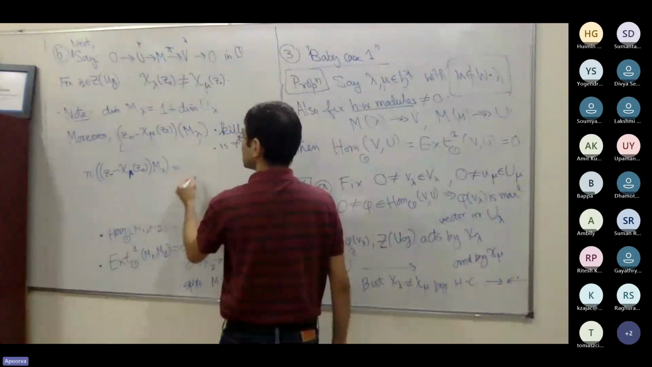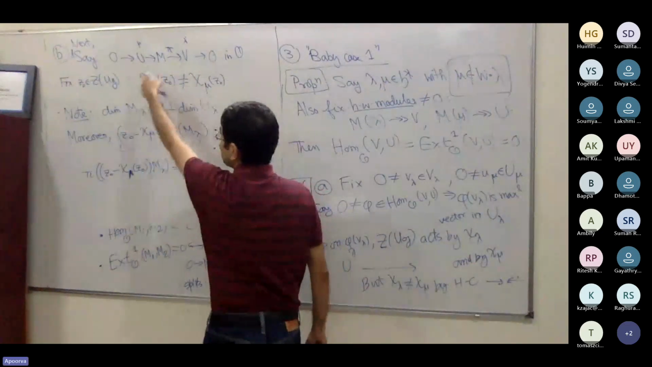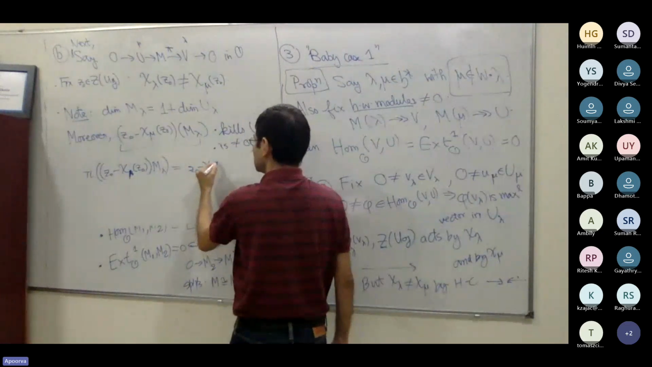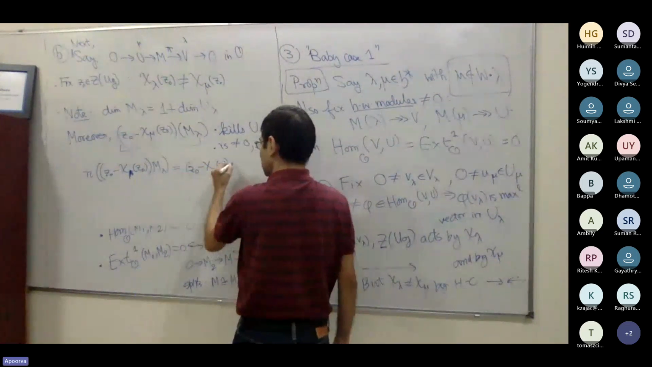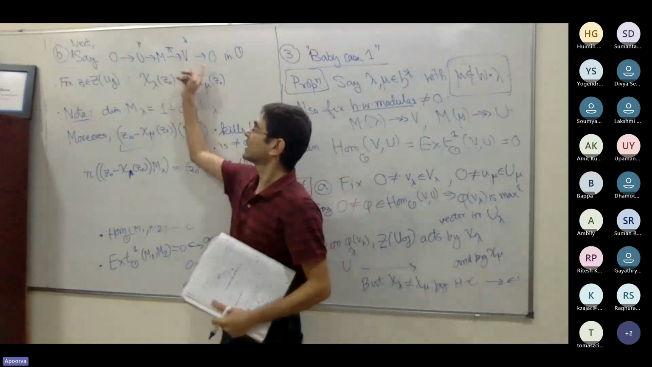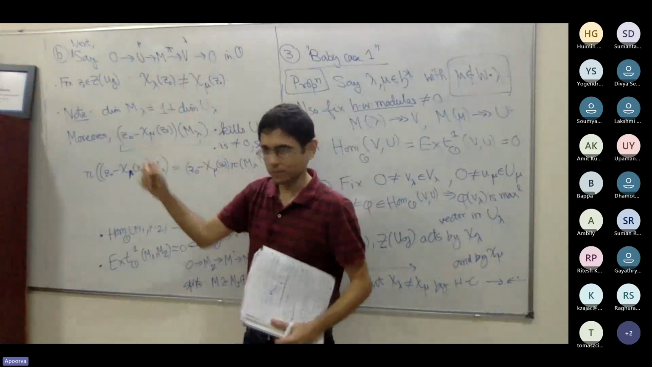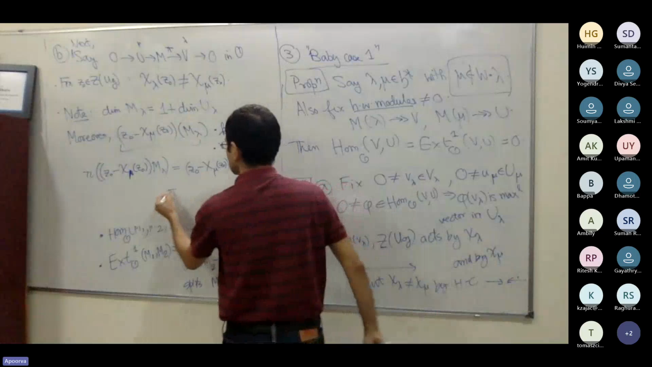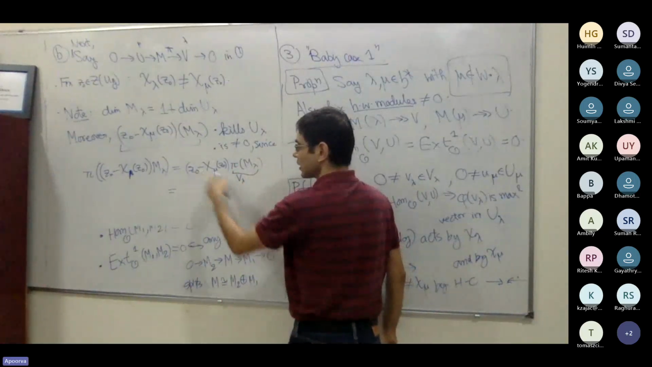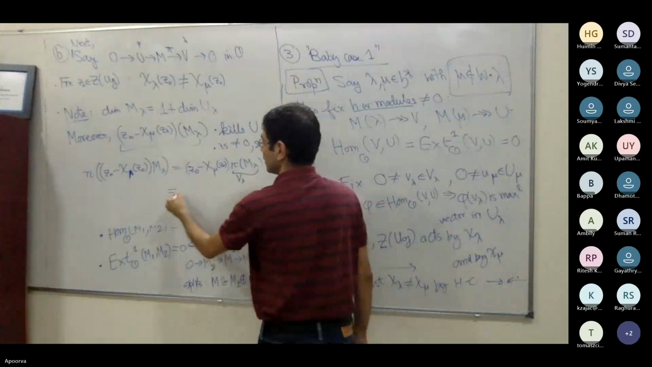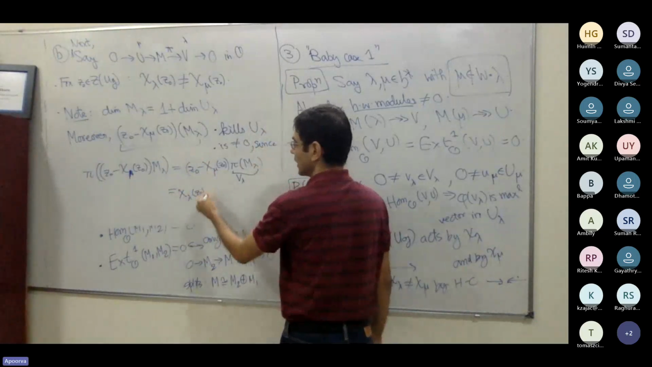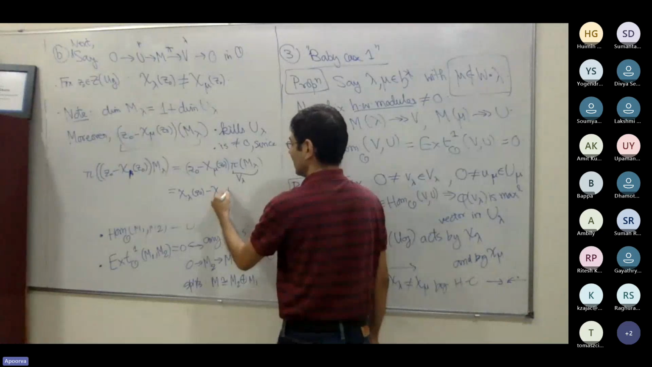Since everything here is a g module map, pi of this is just Z naught minus chi mu of Z naught applied to pi of M lambda. And because this is a surjection, and it's a surjection on every weight space, this surjects onto the one dimensional space. What is this? This is V lambda. How does the center Z naught act on V lambda? This is just a scalar. Scalar acts by scalar.